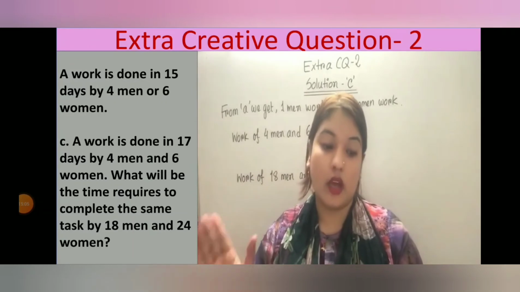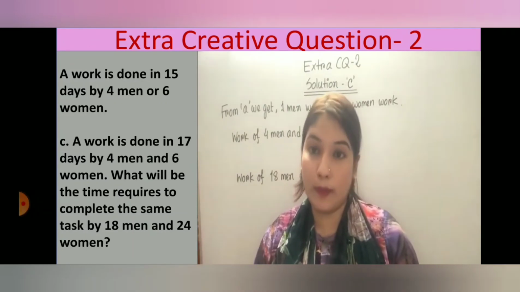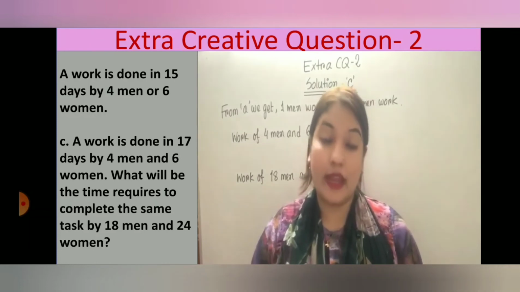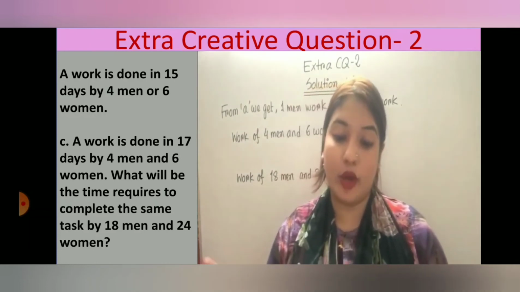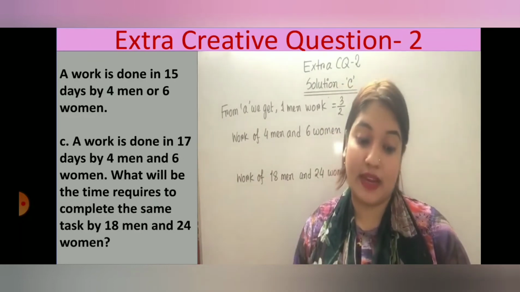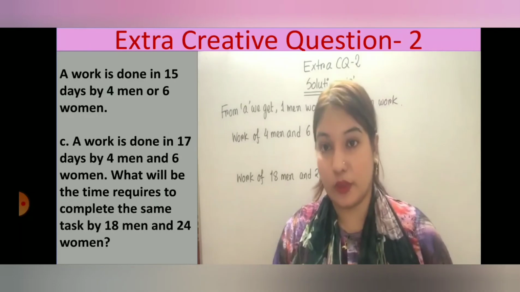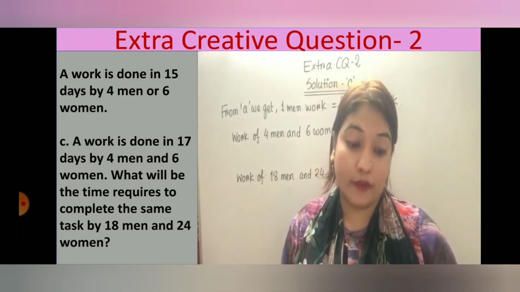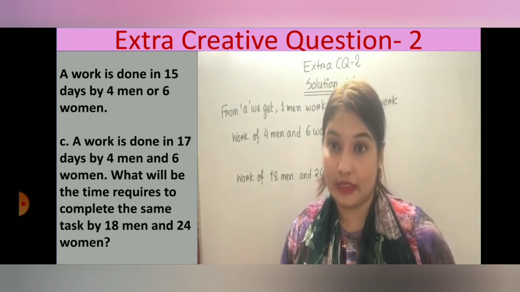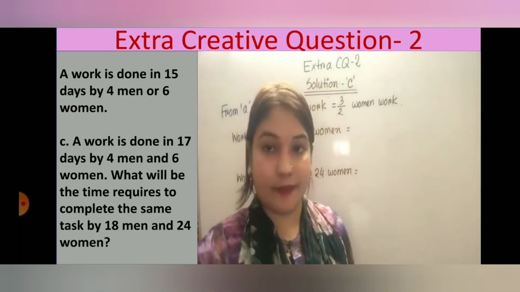The question is, a work is done in 17 days by 4 men and 6 women. And what will be the time required to complete the same task by 18 men and 24 women? So, if we solve it by the unitary method, we have to find the number of days. So, we will keep the number of days on the right side.